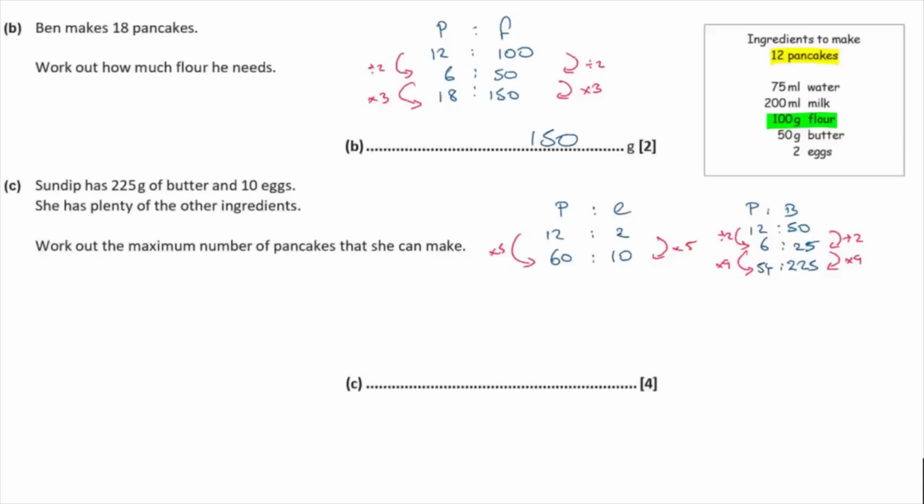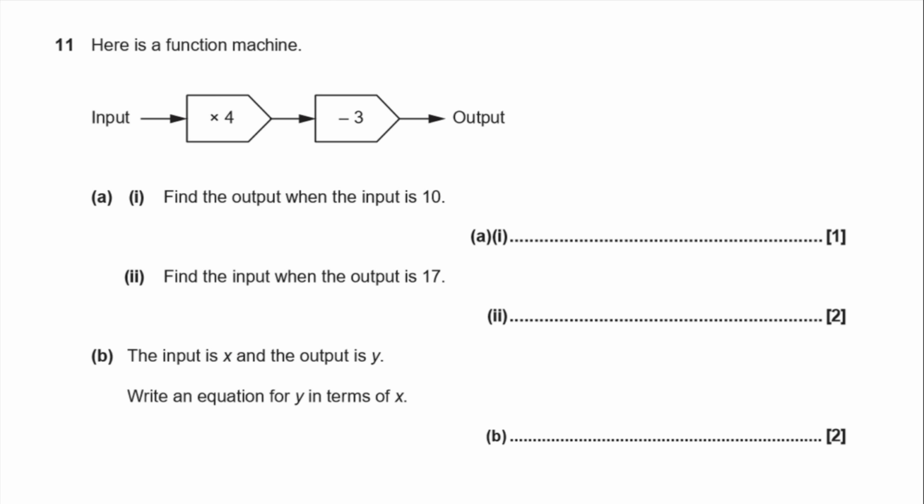Okay, so I've got enough eggs to make 60 pancakes, but I've only got enough butter to make 54. So that's going to be the limiting one, isn't it? If I've got enough eggs to make 60, then I've got enough eggs to make 54. But if I've only got enough butter to make 54, then I don't have enough butter to make 60. So 54 is the maximum I can make, isn't it? So 54.